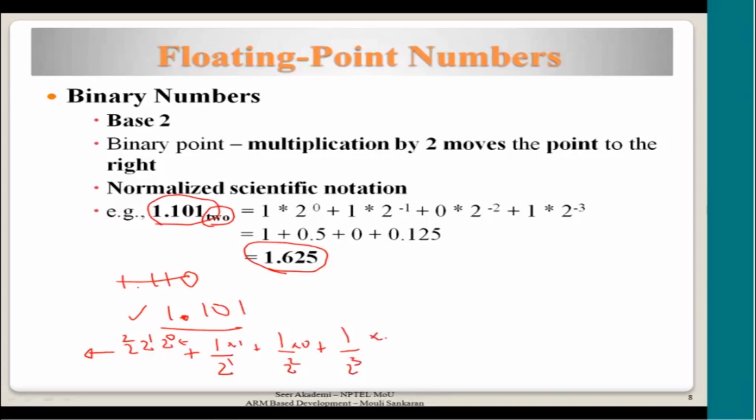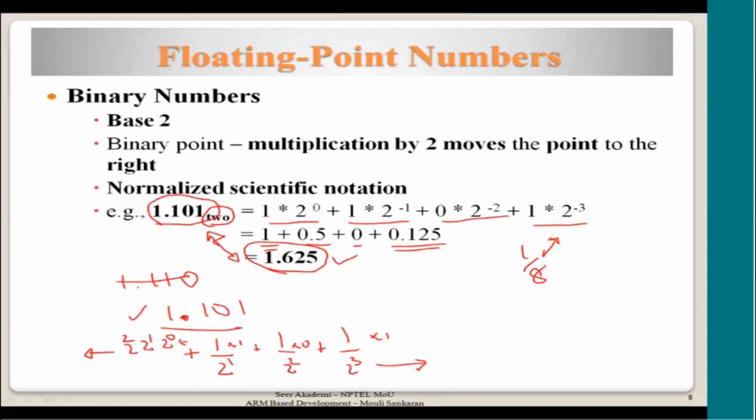So this is how I represent numbers in the binary world. Given a number like this, 1 into 2 power 0 is effectively 1, and then I add 1 into 1 by 2 power 1, which is 1 into 2 power minus 1, 0 into 2 power minus 2, and 1 into 2 power minus 3. How does it convert into a decimal value? This is 1. This 1 by 2 is 0.5. This of course is 0. This is 1 by 2 power 3, which converts into 0.125. Add up all of them. Then this is the representation in the binary world.